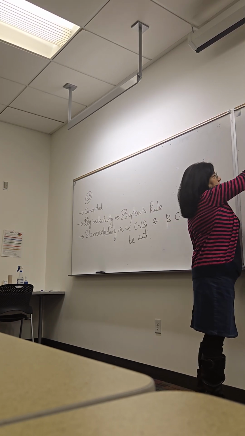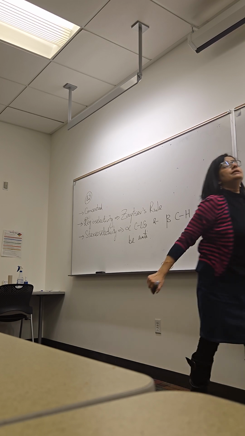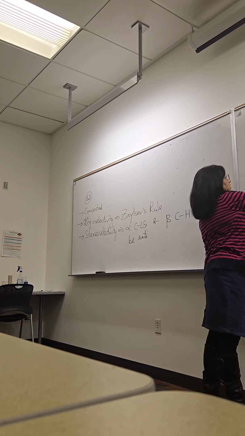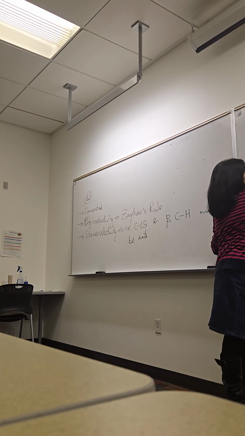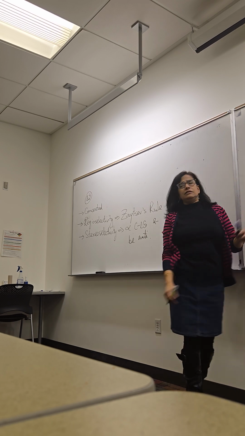So what does that mean? E means Elimination. And one stands for what, Carter? Unimolecular. Okay, what does that mean? Unimolecular. What does that mean? Only substrate is involved. Exactly. Just like SN1, only the substrate affects the rate of the reaction.